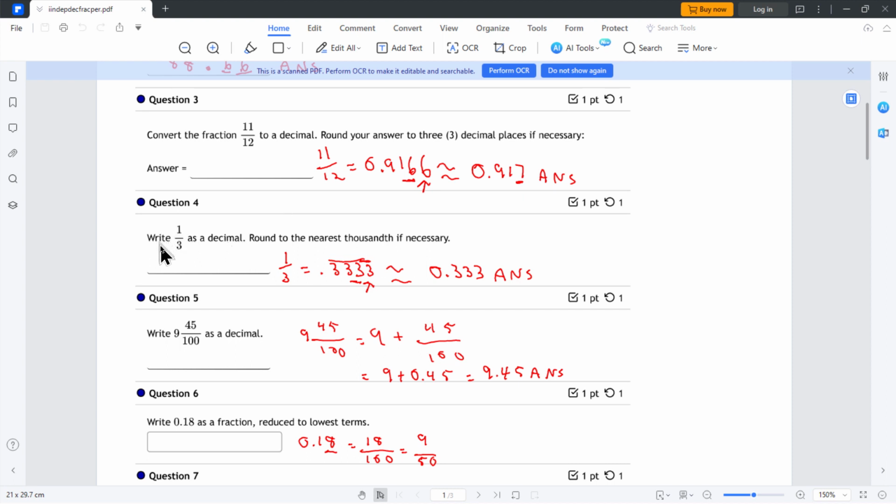And number 4, write 1/3 as a decimal. Using my calculator, it does repeat. And I put an overbar to show that. Okay. And you can have 0.333 here with the overbar on top of it to show that it is repeating.